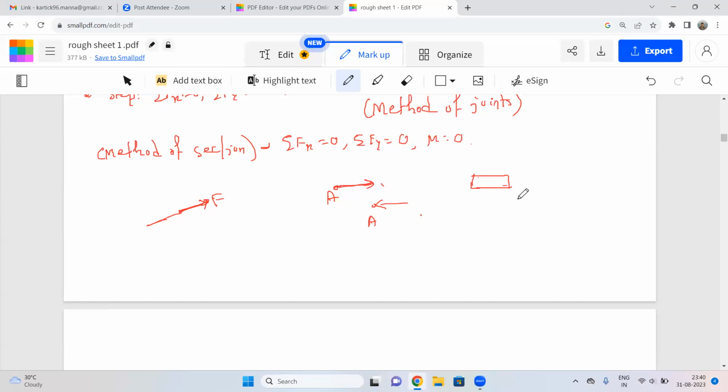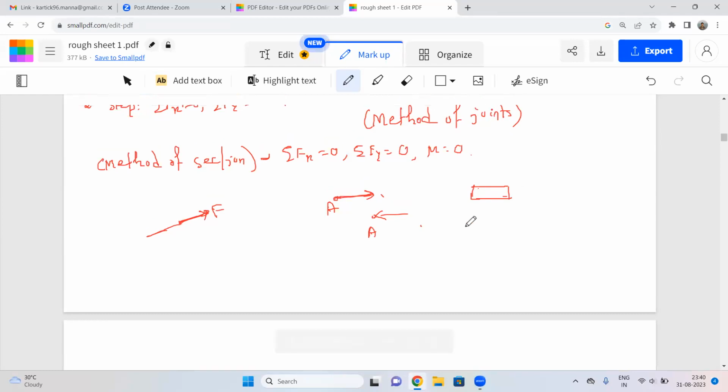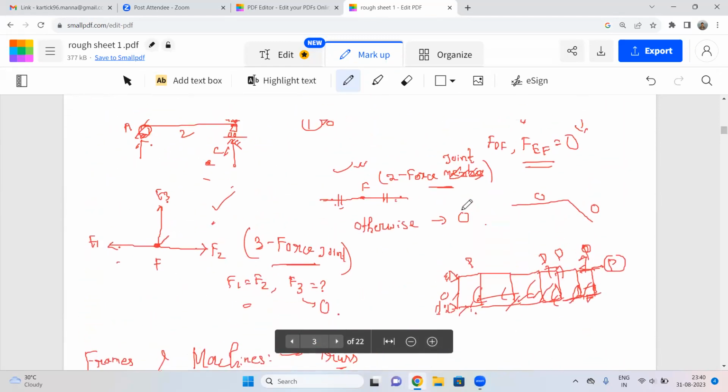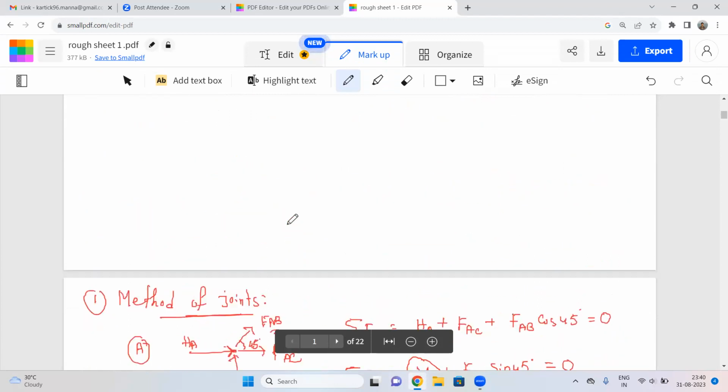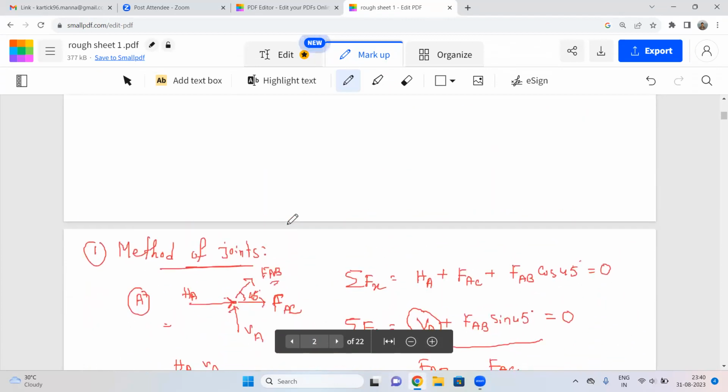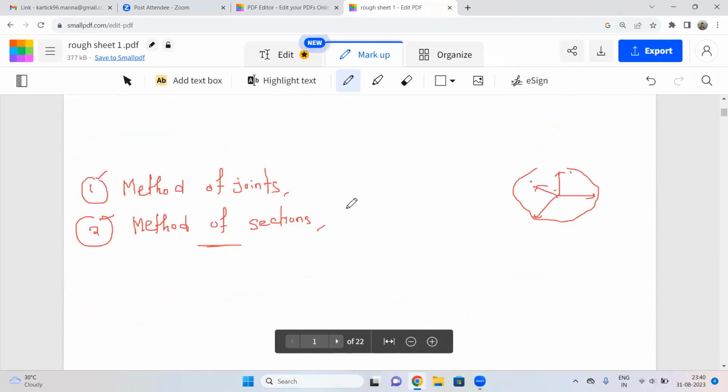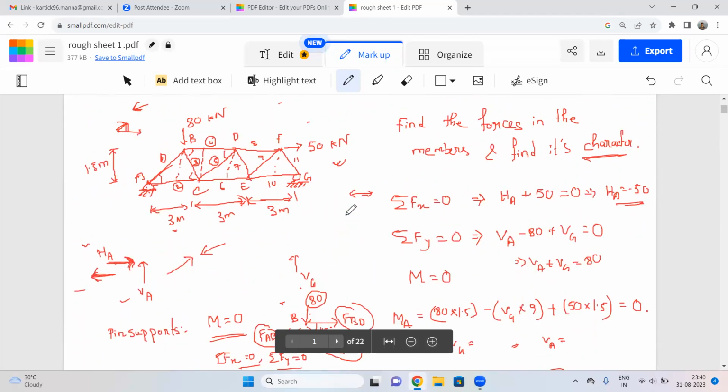So till now, you will just practice this truss problem, this question, using both the methods of joints and method of sections. And just try to solve one or two more questions. That is enough for truss. Truss is a very easy thing. And I will share these things with you. So don't need to worry.